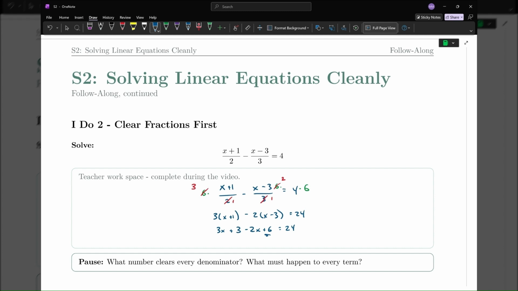And then again, I just collect like terms. So 3x minus 2x is going to be x. 3 plus 6 is going to be 9. So x plus 9 is 24. So x is going to be 24 minus 9, which is 15. Done. So again, note there were a lot of ways to do that.